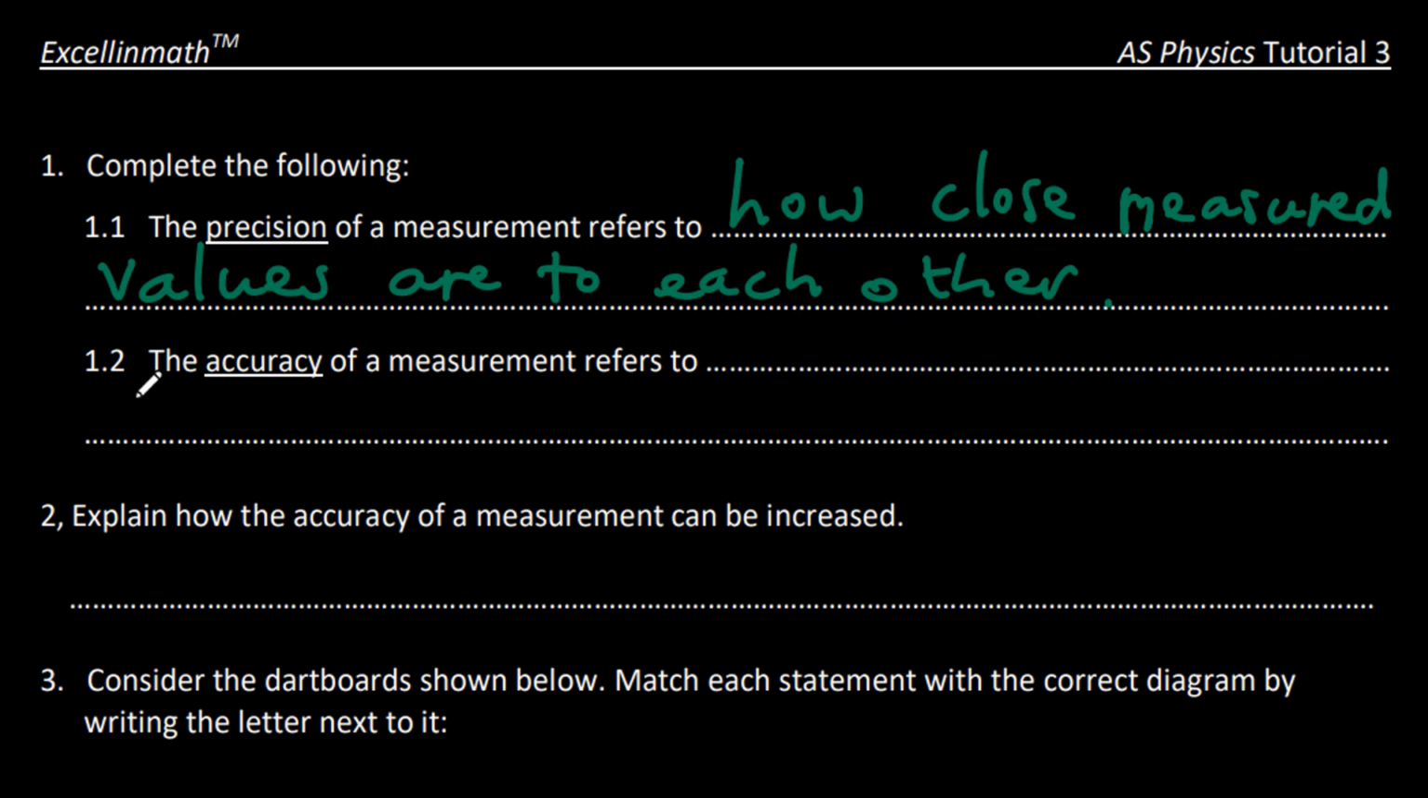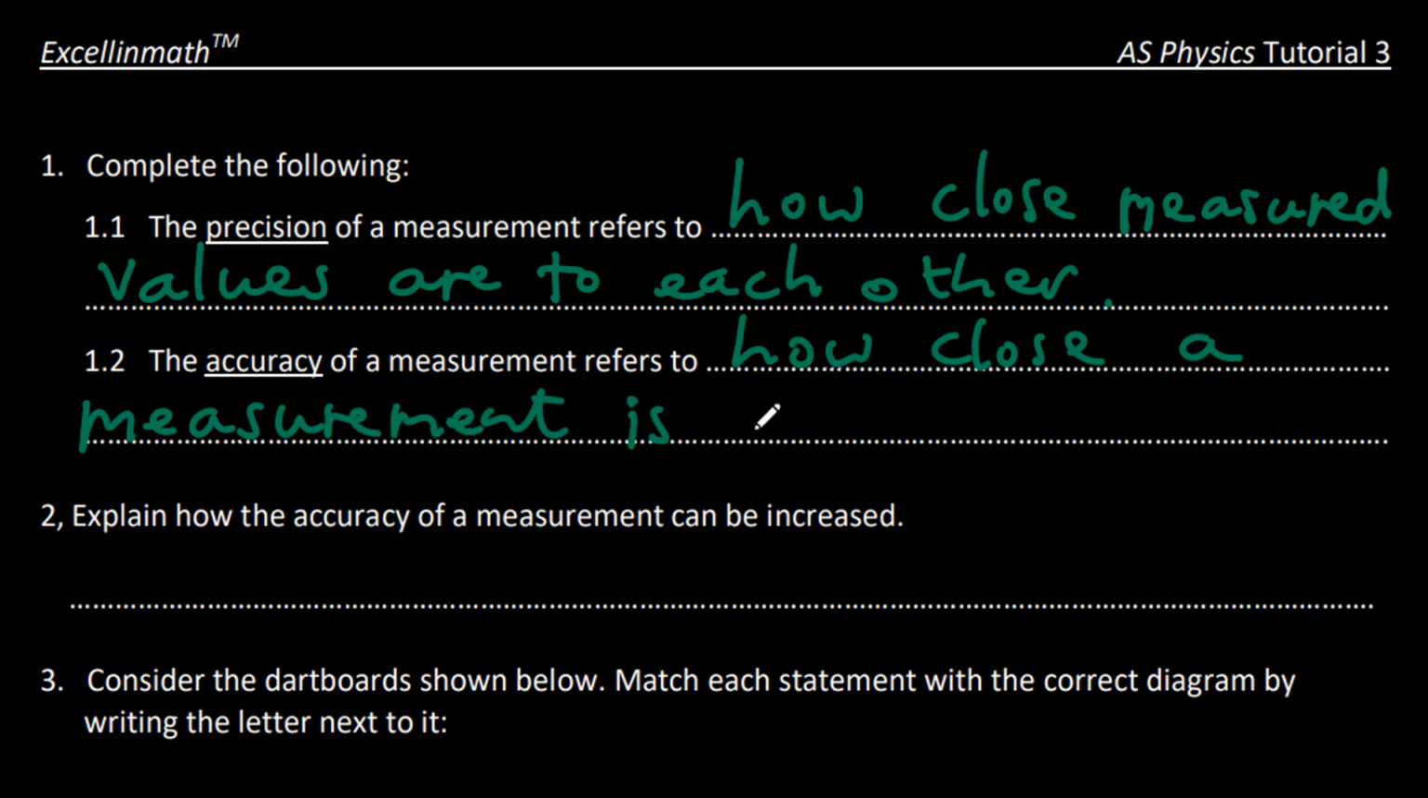Then in 1.2, it says the accuracy of a measurement refers to. Now, the accuracy of a measurement is not the same as the precision of a measurement. The accuracy refers to how close a measurement is to the true value.